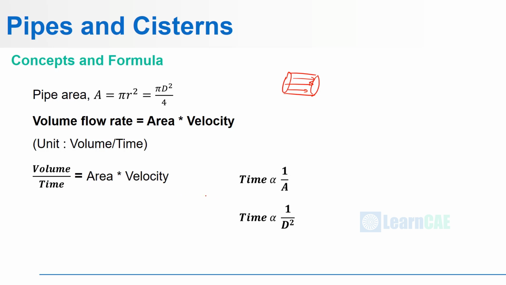So from this we can see the time taken to fill a tank will be inversely proportional to the area of the pipe, that is the cross section area of the pipe, which is again equal to time taken is inversely proportional to d square, that is the pipe diameter. So if you remember this formula, we will be able to solve these problems easily.